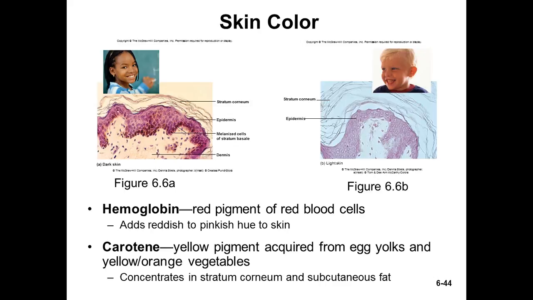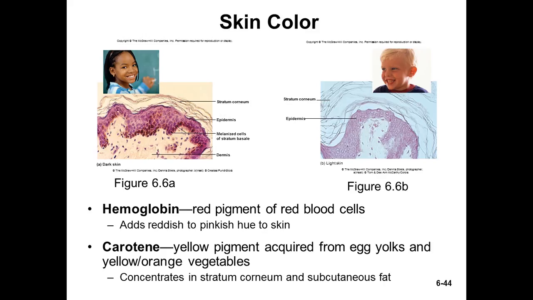There are other pigments under the heading of skin color too, which is hemoglobin. If you have pink to red undertones in your skin, of course you have hemoglobin. Hemoglobin is a red pigment, which is a protein. It's responsible for transporting oxygen through the body. So you have a higher network of blood vessels here that will allow you to see the reddish to pinkish hues to the skin.